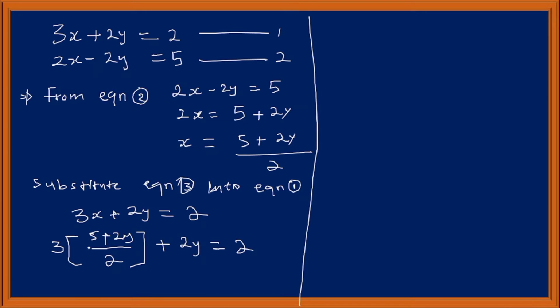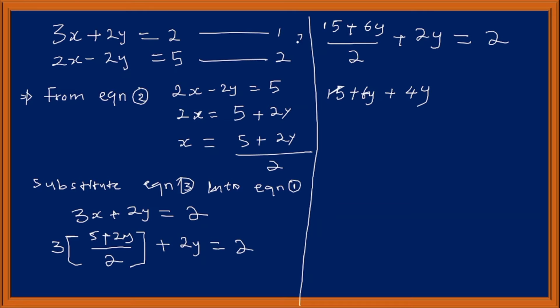So if I multiply 3 into this guy, I'm going to have 15. 3 times 5 is 15, plus 3 times 2y is 6y, divided by 2, plus 2y is equal to 2. So I'm going to multiply all through by 2 to get rid of this 2. So if I multiply everything here by 2, I'm going to be left with 15 plus 6y. If I multiply everything here by 2, I'm going to have 4y.